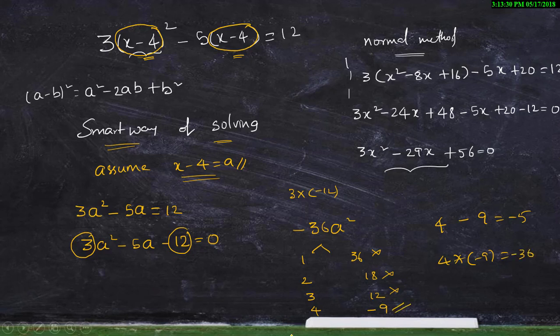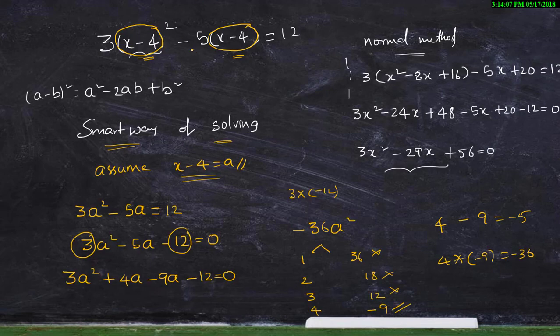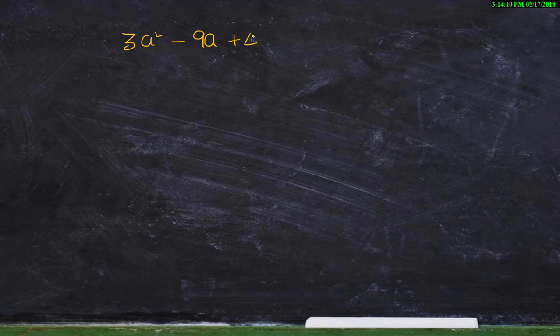So take these two factors. Now 3a square minus 5a can be written as plus 4a minus 9a minus 12 is equal to 0. 3a square plus 4a minus 9a minus 12 is equal to 0. Now from the first two terms, arrange this term in front of this term and send this term to that side, because you can take 3 common from both terms, right? And by rewriting it, 3a square minus 9a plus 4a minus 12 is equal to 0.